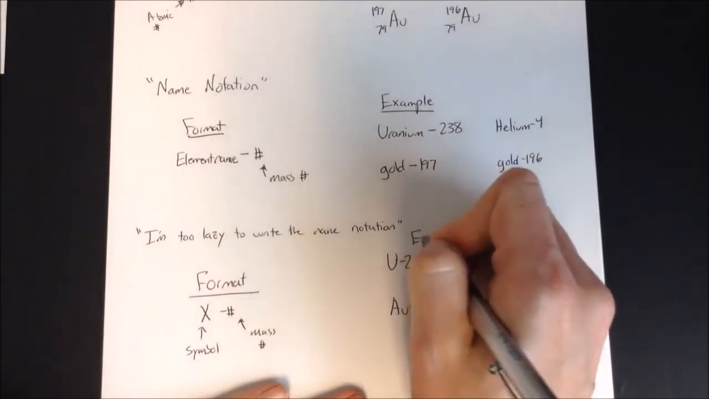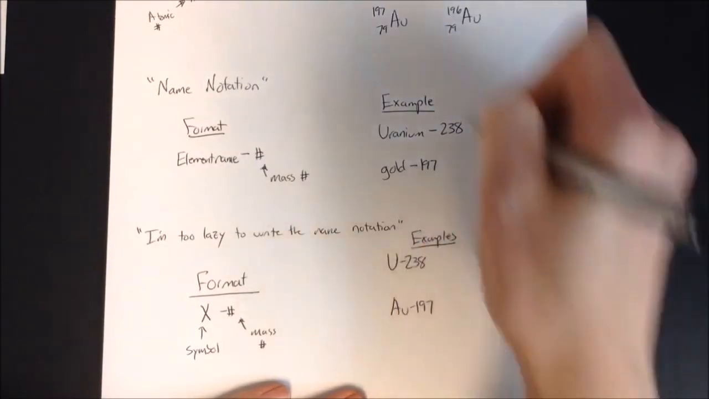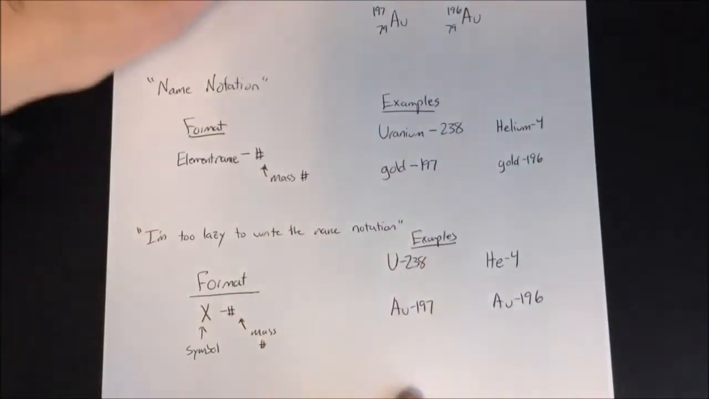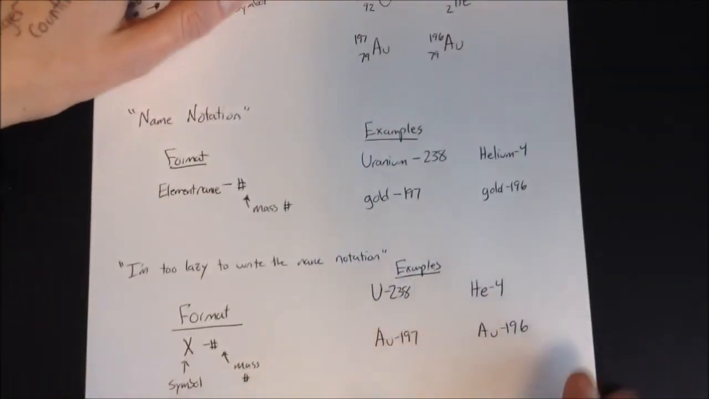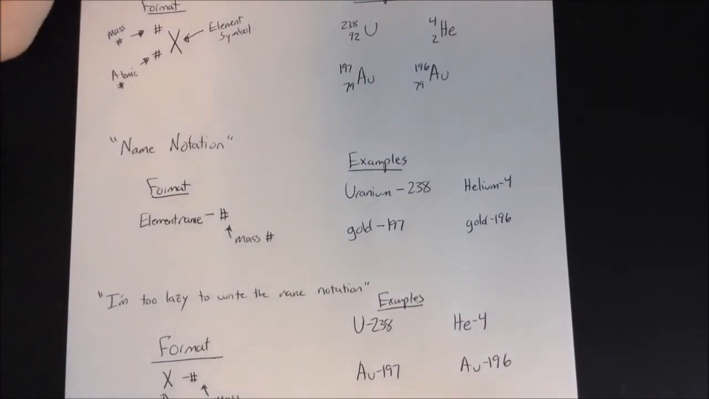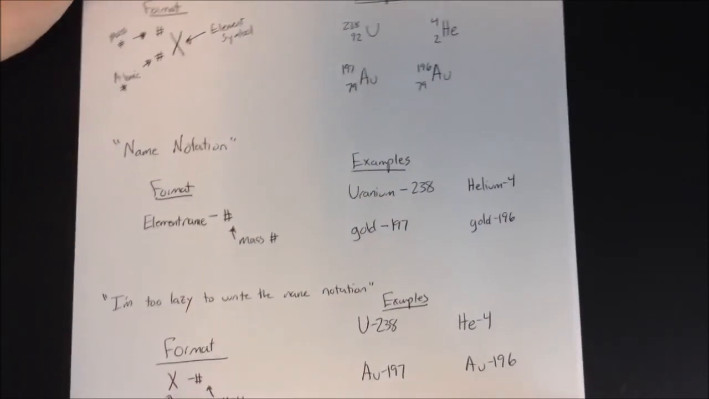So, whoops, I forgot to label that. These are our examples here. So when you look at those, they're pretty much the same. We're just writing the letter out. So these are the three different ways you might see some isotopes telling you what atom you're dealing with.